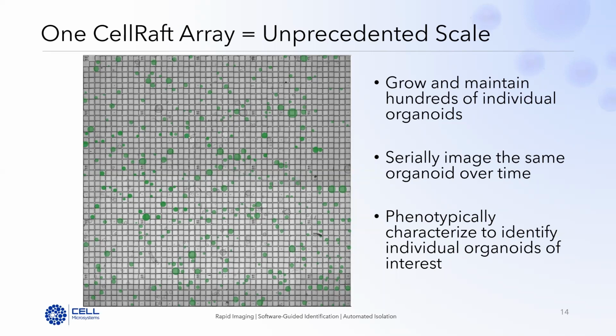Importantly, we're able to image each of these CellRafts reliably over time because of that microwell array. This not only allows us to characterize our organoids ahead of isolation, but importantly for these iPSC workflows, it allows us to monitor differentiation over time, so we're able to collect data and really predict our outcomes downstream.